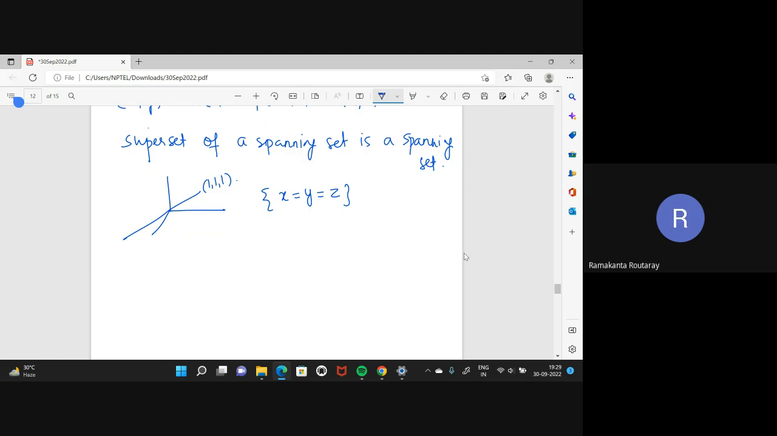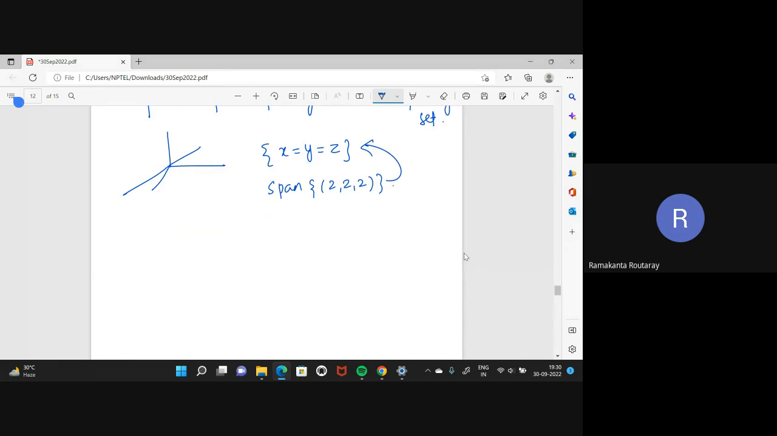Ma'am, it will always be a line. Okay. This is a line. Can you give me a set that spans this line? Ma'am, (2, 2, 2). Right. So the span of (2, 2, 2) gives me this vector space. Agreed? Yes. Now, what is the span of (2, 2, 2), (3, 3, 3)?